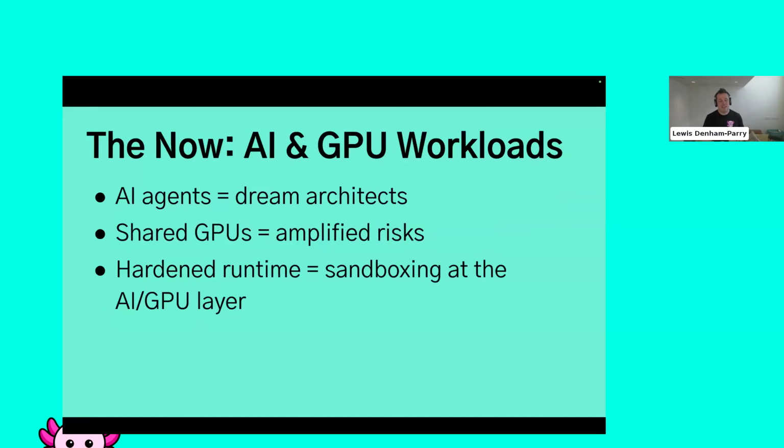So today we find ourselves with AI and GPU workloads. AI agents are like dream architects. They can generate code, they can act unpredictably, and shape their environments. GPUs make those dreams faster and more vivid, but when shared, they also multiply risk. With hardened runtimes, every AI agent and GPU job runs its own sandbox. Memory access and device permission are explicitly authorized. They're never assumed safe. That's sandboxing applied directly to the most sensitive, high-value workloads we're running today.